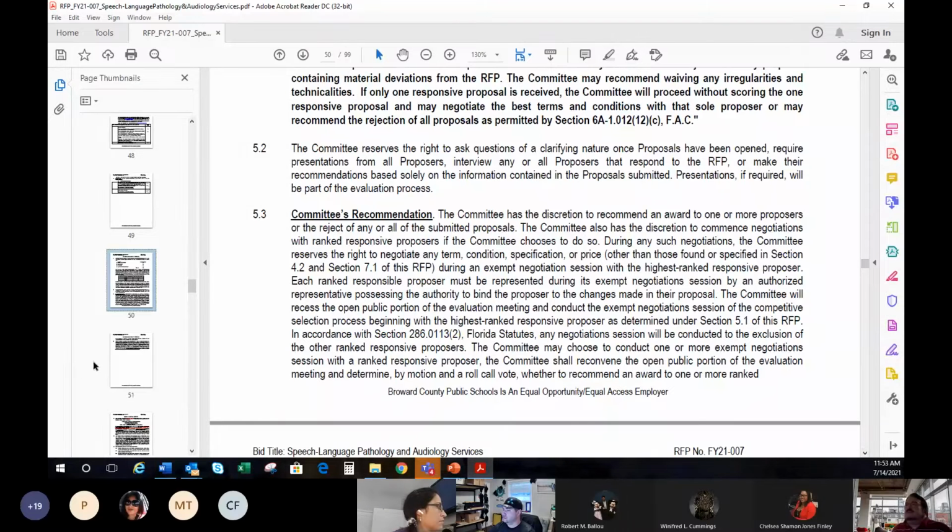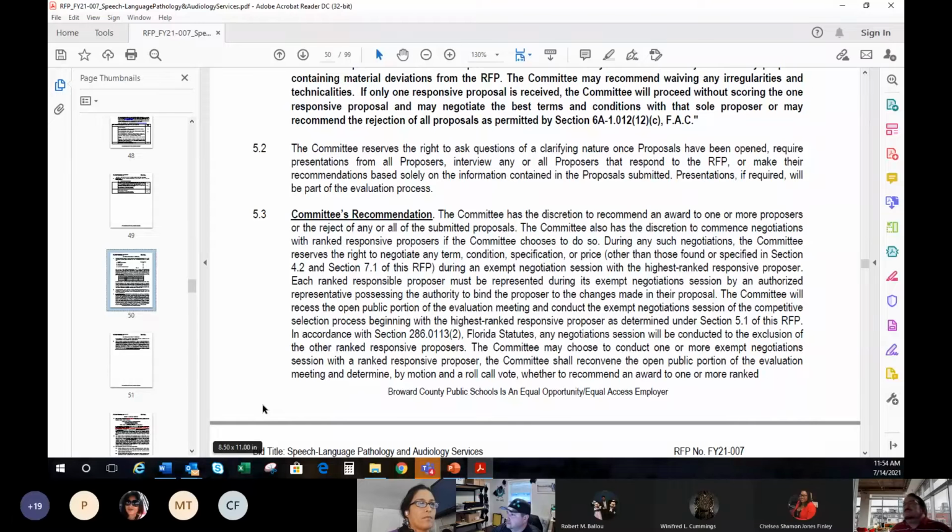And basically this goes into the committee reserves the right to ask questions of a clarifying nature once proposals have been opened and require presentations from all proposers. Now, normally they do ask questions. That's when we go into the break rooms that are secluded from other proposers, and they ask questions about their proposals so that they can get a better understanding of the service that they're going to be offering.